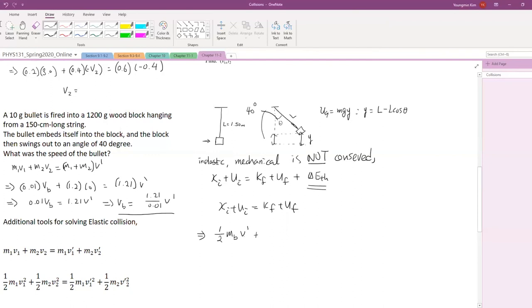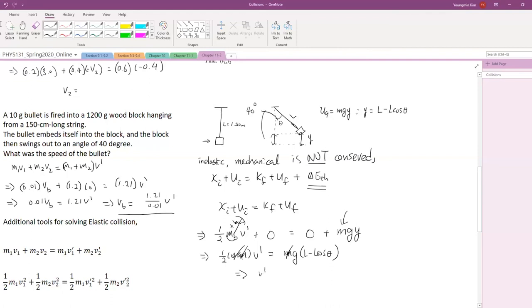And as soon as it travels upward, of course, the final kinetic energy is zero, and all the kinetic energy goes into the gravitational potential energy. And here, we know it's 1/2 times the mass times V prime squared, which is equal to mgy. Y is L minus L cosine theta, of course. So here, actually, this is not just the mass of the bullet. This is the mass of the bullet and the mass of the wood, and this is the same mass here. So they actually will cancel out, because we're talking about after the bullet is embedded into the wood, traveling together. So whatever mass you put here, the mass will cancel out.